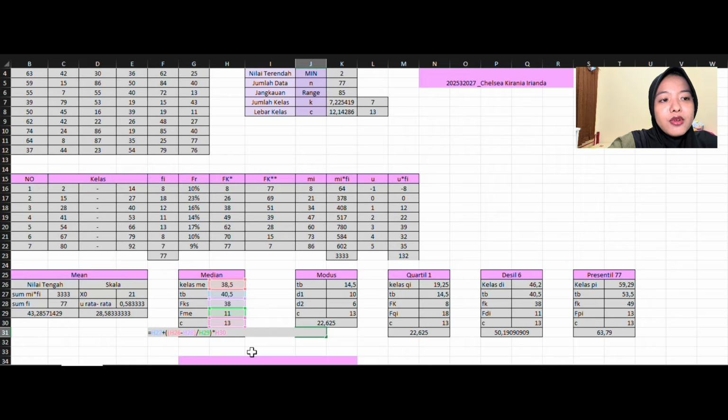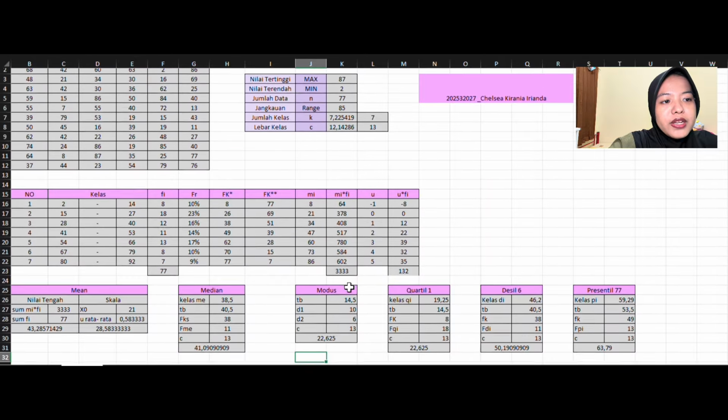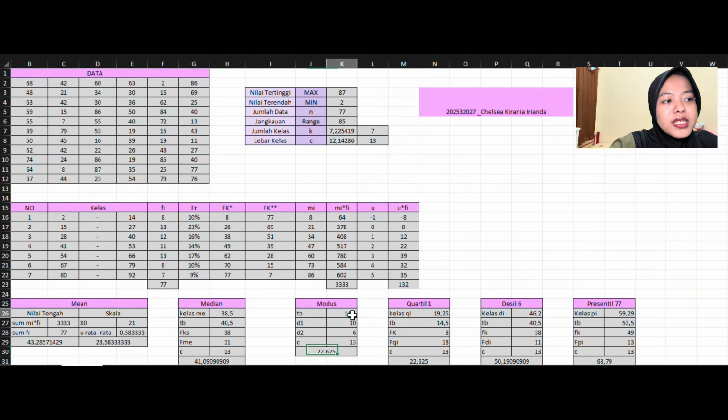Next, I calculated the mode using the formula of the lower boundary of the modal class plus the difference between the modal class frequency and the previous class frequency, divided by the sum of the difference between the modal class frequency and the previous class frequency and the difference between the modal class frequency and the next class frequency, then multiplied by the class width. The mode obtained was 2020,625. This shows most of the data are concentrated around that value.